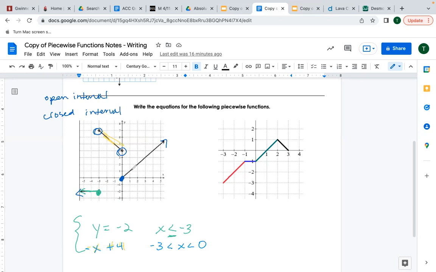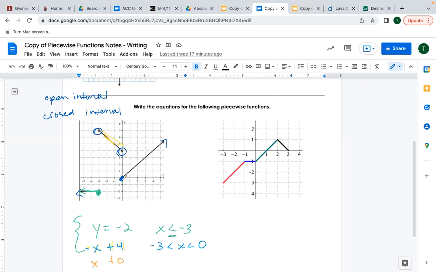Okay, and on this last one, the y-intercept is 0. So we're going to just put plus 0. And it goes up 1 over 1. Okay, so x plus 0, or you could just write x.